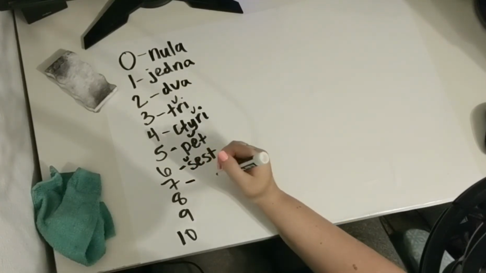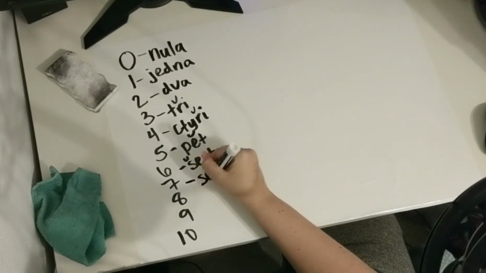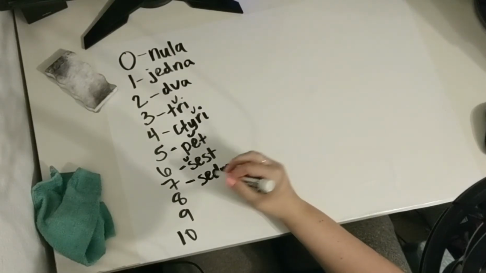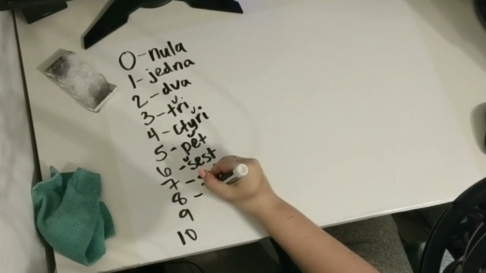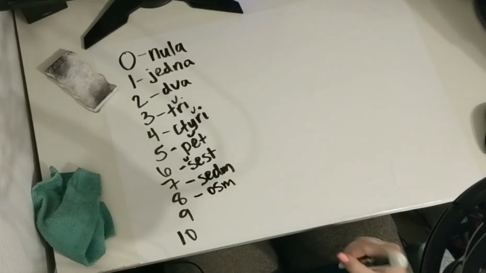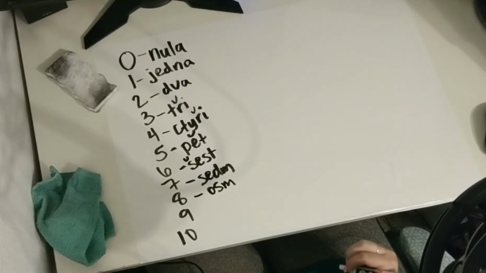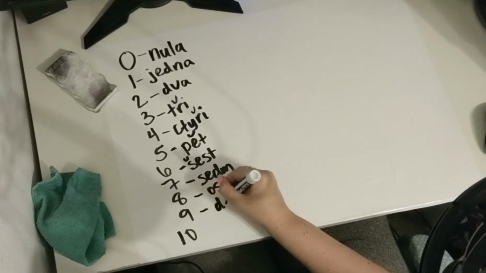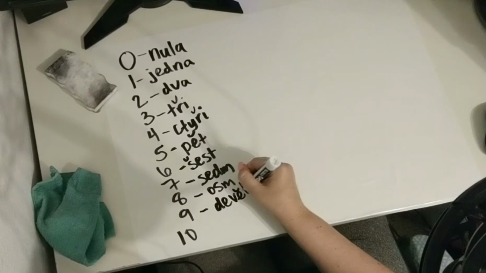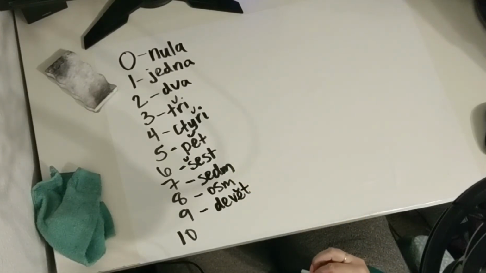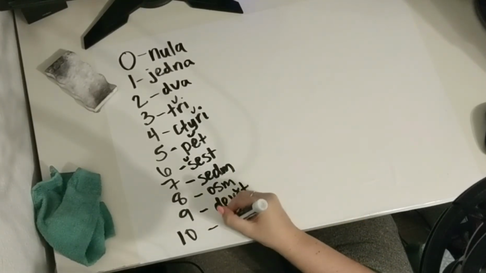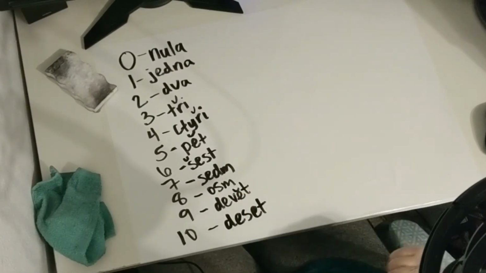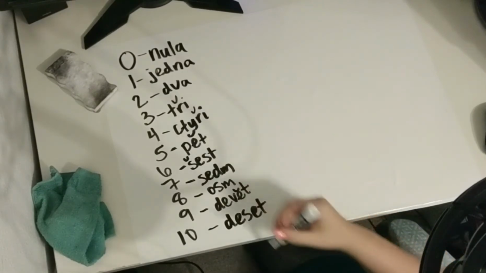Number seven is sed. Kind of sounds like seven. Eight is osm. Sounds like awesome. Nine is deviet. And number ten is deset. So, told you it gets easier.